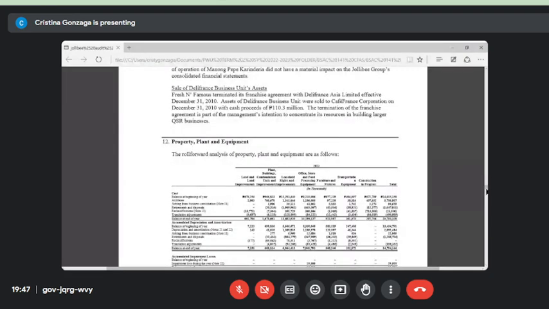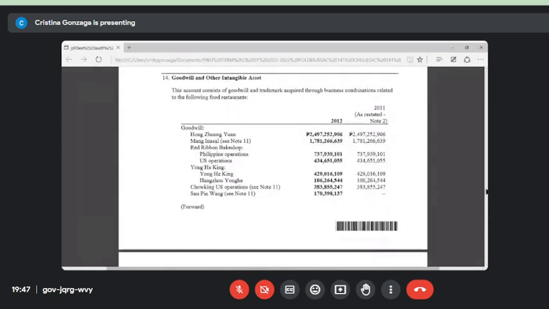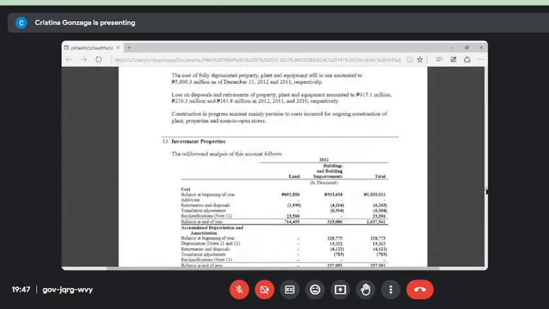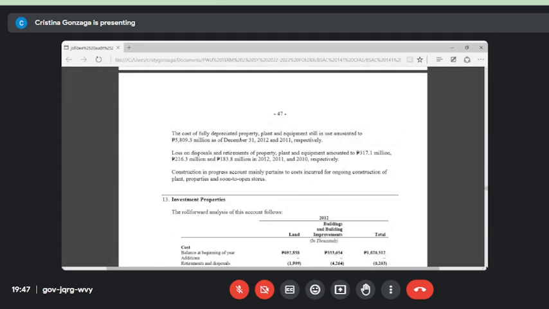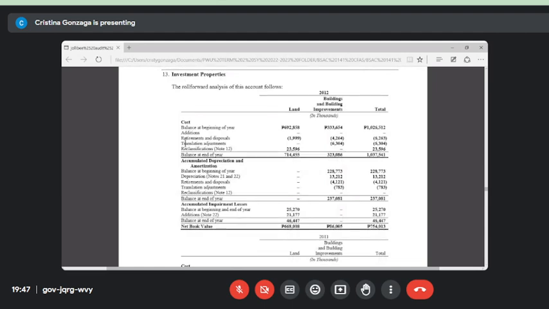Ayun, malapit na. Tingnan natin kung meron siyang 13. Ayan, investment property. Tingnan niyo ang pag-report sa notes ng investment property. Just like PPE, you will present a schedule showing the movement of investment property. Meron silang retirement and disposal, translation adjustment, etc. Okay, kasi may mga properties ang Jollibee outside of the Philippines.